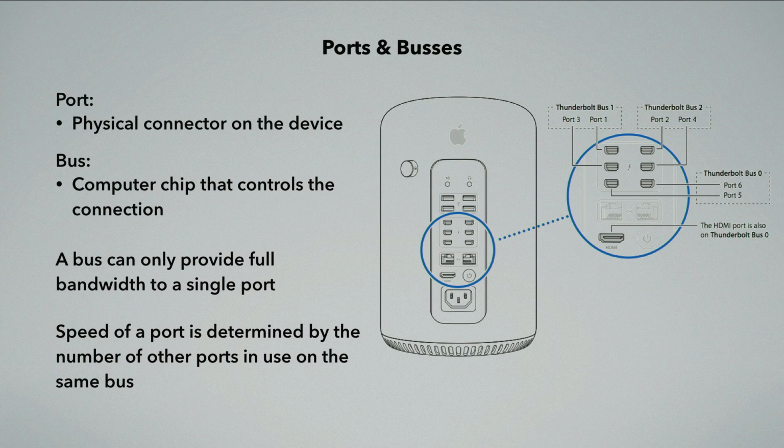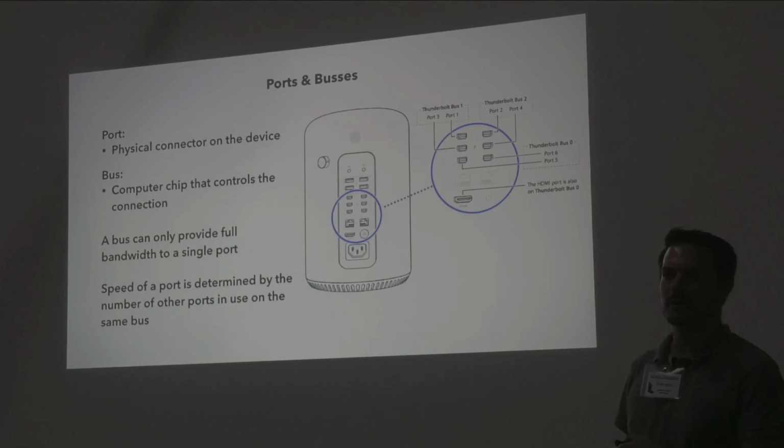So as a rule of thumb, especially on a laptop, if two ports are next to each other, usually they're on the same bus. If two ports are on two different sides of the laptop, they're probably on different buses. Just because it makes more sense to have two things that are right next to each other connecting to the same chip than if they're on two completely different sides of the machine. If you're looking at the back of a computer, it's hard to say.